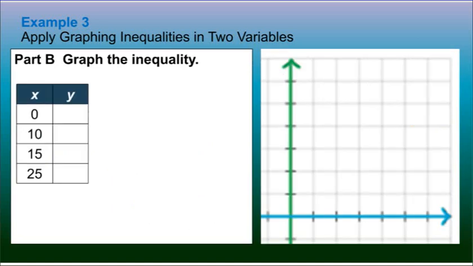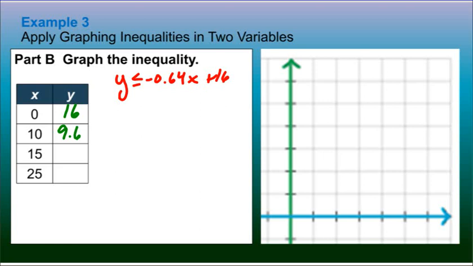Now to graph this, we're going to plot some points on here. So I'm going to write my equation again. We had y is less than or equal to negative 0.64x plus 16. We're going to plug those numbers in. If I put 0 in for x and then add 16 to it, that'll give me 16. We could also have negative 0.64 times 10 plus 16 gives us 9.6.